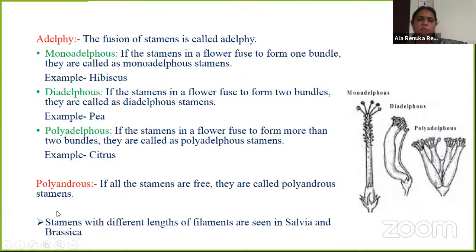And sometimes we see stamens with different lengths of filament. The size of the filament will be different, and we see this in salvia and brassica. We are only studying the nature; there is no fixed name given for it. We are just studying it. These are general, but there will be some specifications also. That is why we see stamens with different lengths of filaments in salvia and brassica.